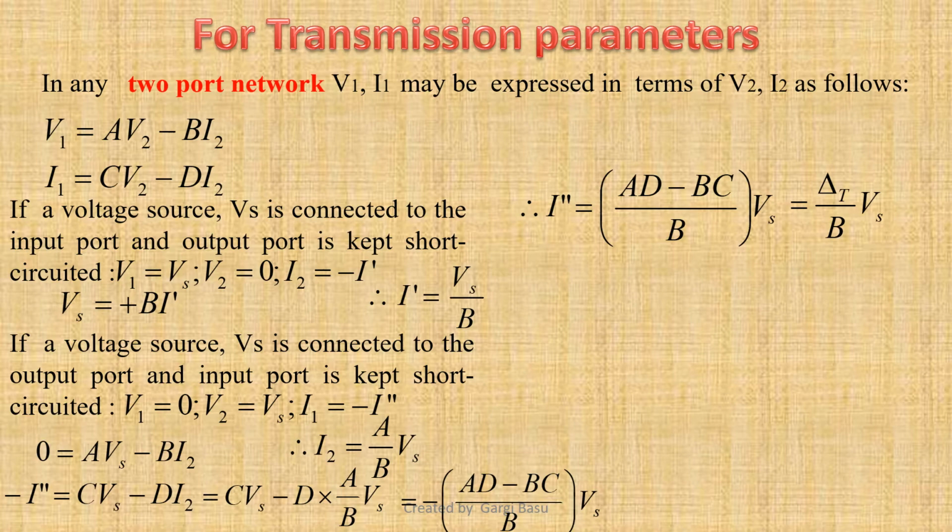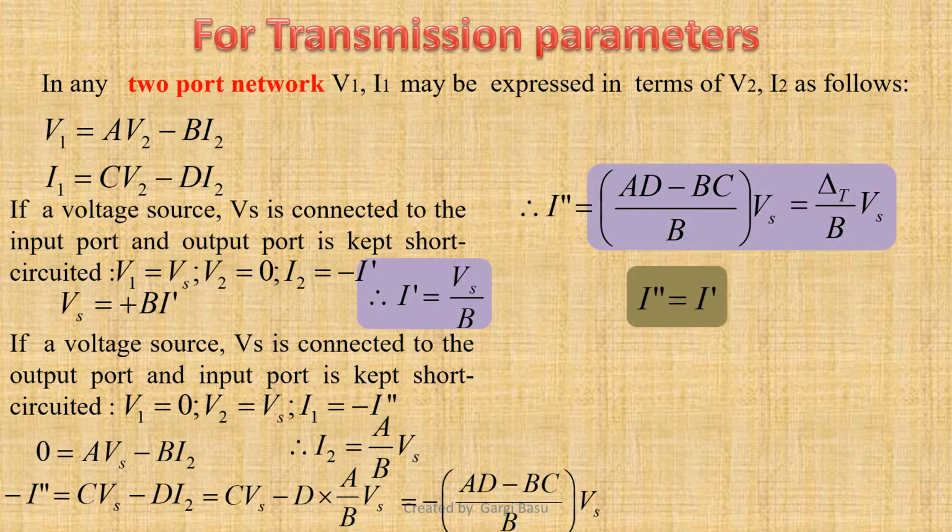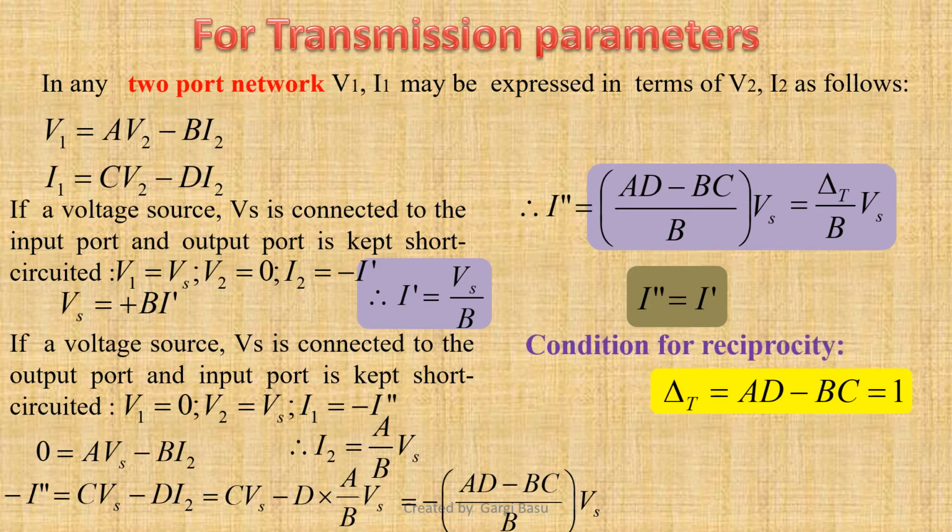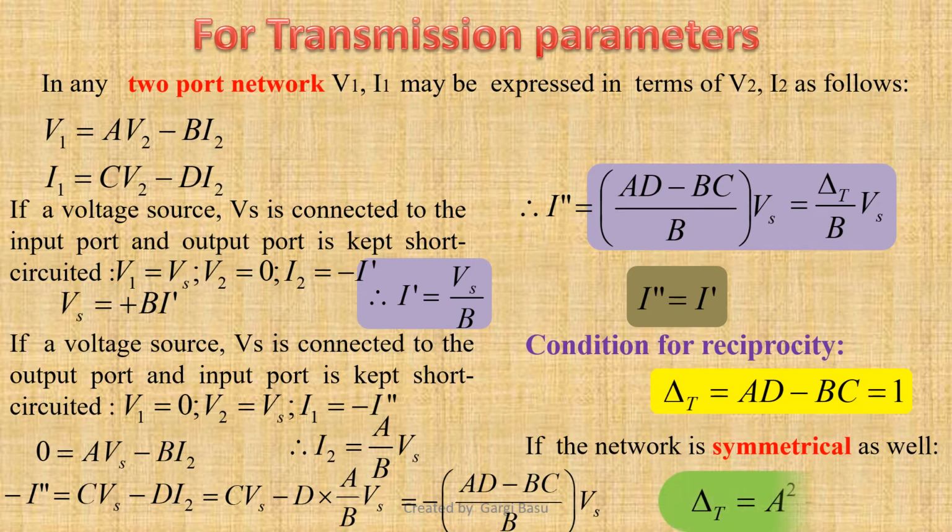For a reciprocal network, I double dash must be equal to I dash. So we can write delta T, that is equal to AD minus BC, equals 1. That is the condition for reciprocity for transmission parameters. For a symmetrical network, we know A equals D. Therefore, we get delta T equals A square minus BC equals 1. So, if we know any two transmission parameters, we can derive the other two parameters easily.